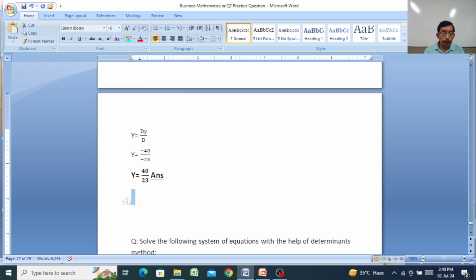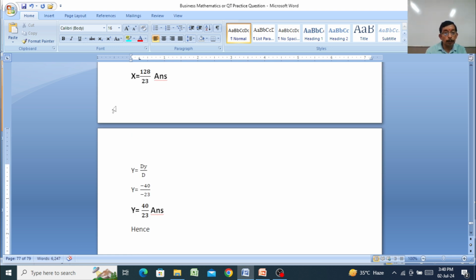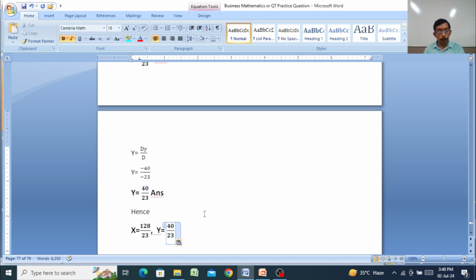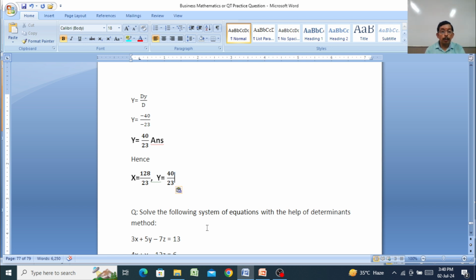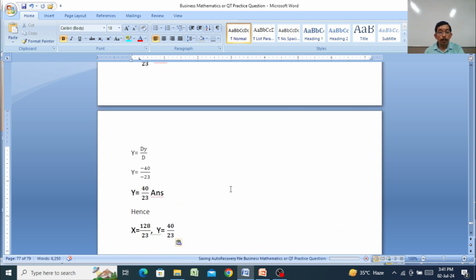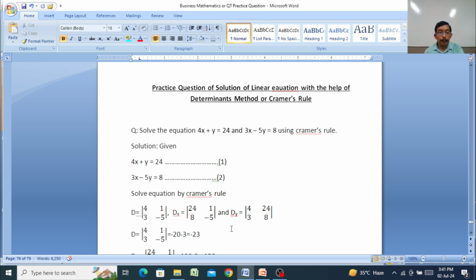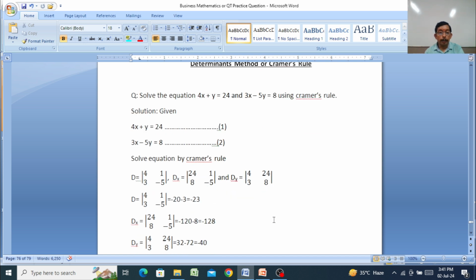Hence x is equal to 128 upon 23 and y is equal to 40 upon 23. This is the solution of the given equations. To check whether your answer is right or wrong, put the values of x and y in any one equation or both equations. If they are satisfied, then your answer is right, otherwise your answer is not right. Is it clear, everyone?